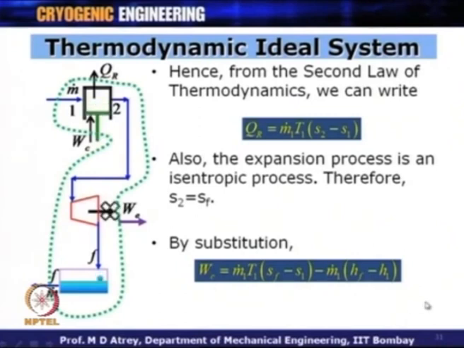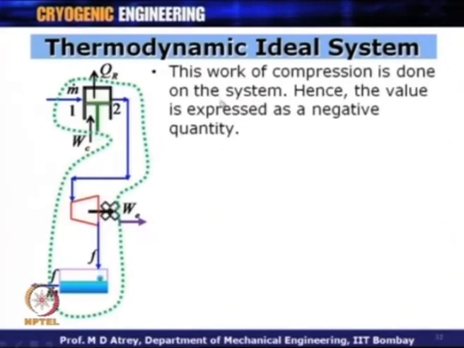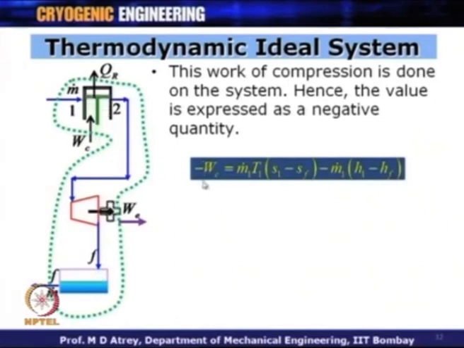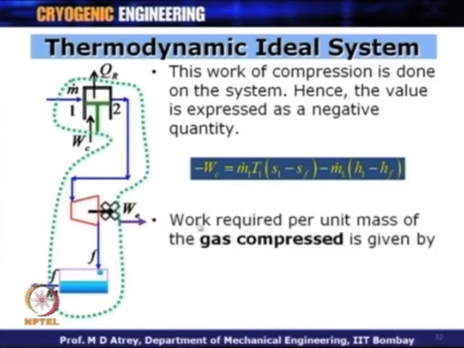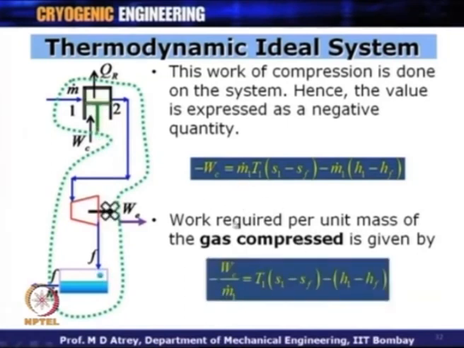Work done on the system can be represented as a negative quantity. So, minus WC, the work of compression, is equal to m1 dot T1 into S1 minus SF minus m1 dot into H1 minus HF. So, the work required per unit mass of gas compressed, which is m1 dot, is minus WC upon m1 dot, equal to T1 into S1 minus SF minus H1 minus HF. This is the most important thing: if I know the point 1, I get T1 into S1 minus SF, and then I can know the enthalpy difference H1 minus HF also, and this determines the work required for compressing this gas, per unit mass of gas compressed.